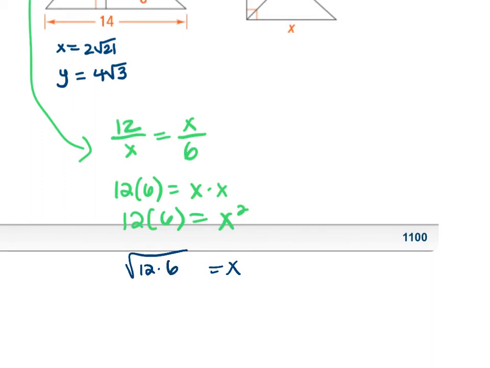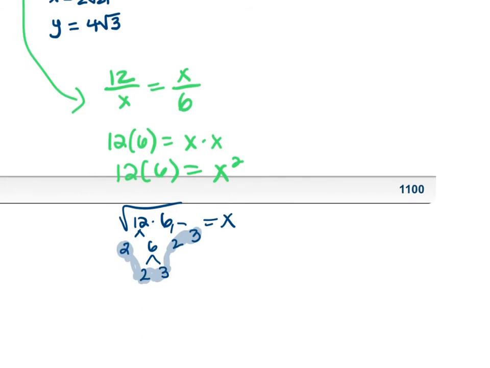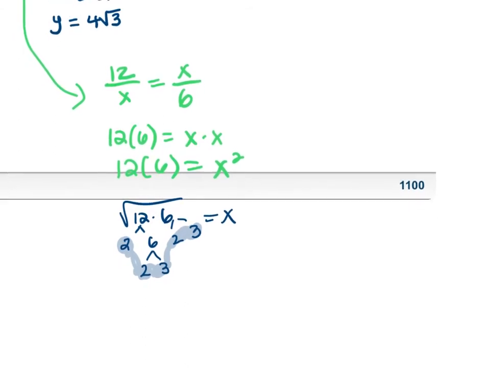So then 12 breaks down into 2 and 6. This breaks down even further if you don't see it yet. 2 and 3, and this is 2 and 3. So now I'm going to look at all those prime numbers where we stopped, and I'm going to say, are there any that repeat? What's the answer? Yes. What repeats?